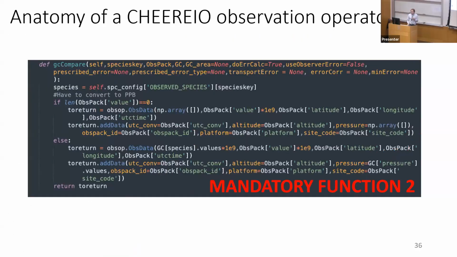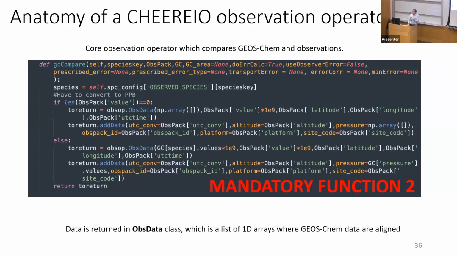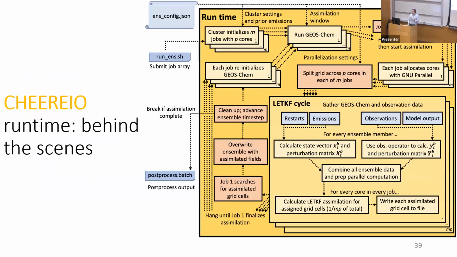And then there's a function called GC compare. So how do you compare it to GEOS-Chem? OBSPACK's really easy because GEOS-Chem outputs things with the OBSPACK operator to map things. So you just load in whatever GEOS-Chem outputs. So this is like a trivial observation operator, but there are much more complicated ones where you're applying averaging kernels and that sort of thing. So you just write this the way you would write any way to compare GEOS-Chem to an observation. And I'm happy to help.